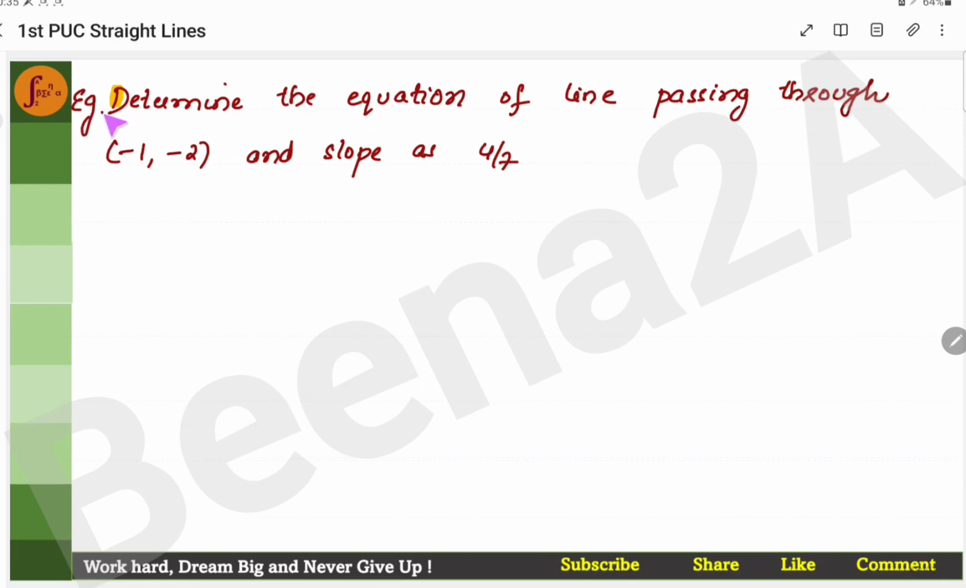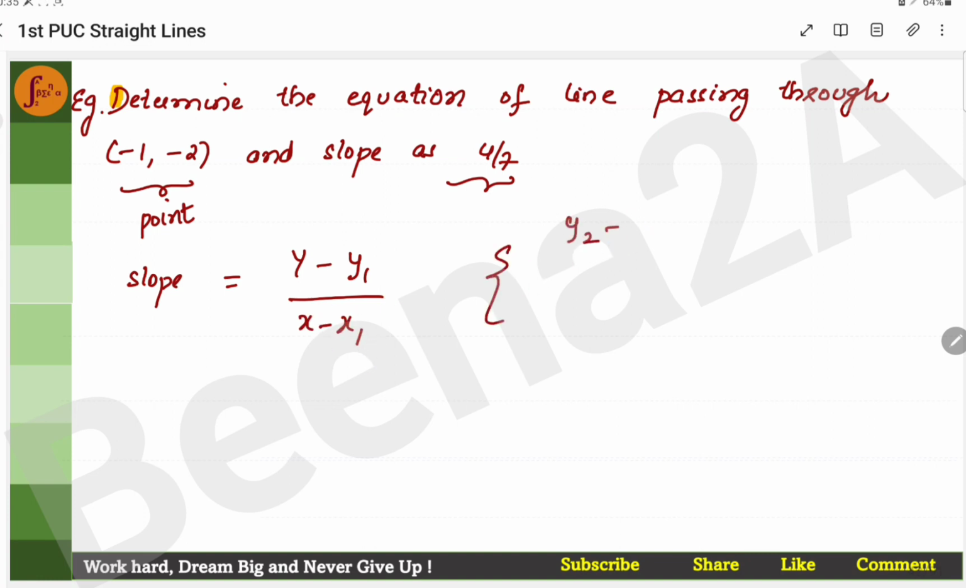Now let's take an example. Determine the equation of the line passing through the point (-1, -2), and the slope is given as 4/7. We'll use the slope formula. Slope is nothing but (y minus y1) by (x minus x1). See, you don't have to remember separate formulas, right? It's nothing but the 2-point formula itself.